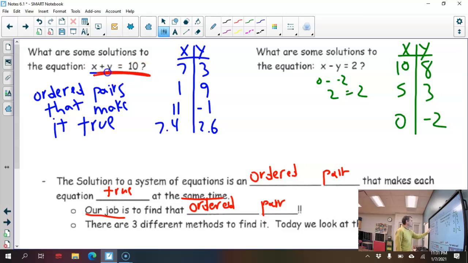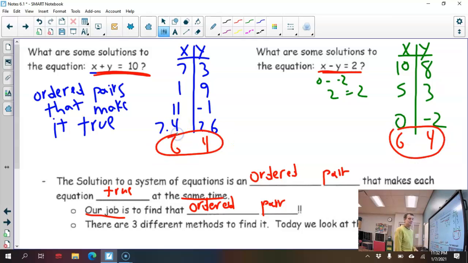How about in these two equations, you guys? I made these really kind of easy on purpose. Can you see the ordered pair that would make both equations true at the same time? It is actually 6 plus 4 is 10, and 6 minus 4 is 2. This is the ordered pair that would be the solution to that system of equations. That ordered pair makes both equations true at the same time. That is our goal in this chapter. Find that ordered pair that makes both equations true.